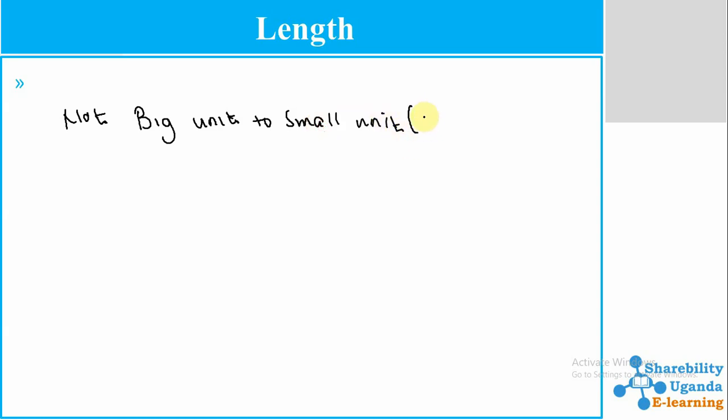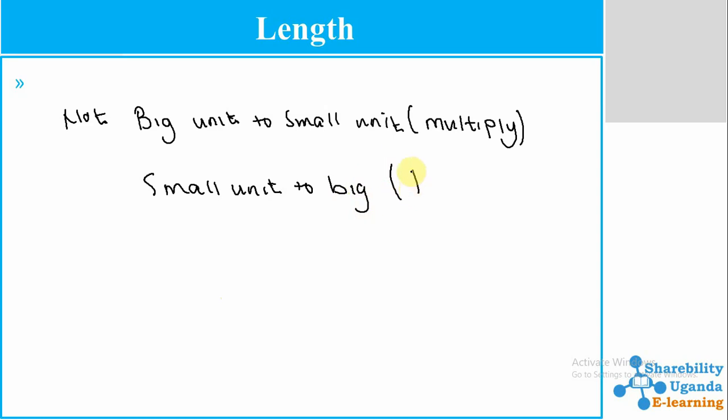here we do what? We shall multiply. Then it is vice versa: small unit to big. Okay, to big we shall do what? We shall divide. So this is a note that we also need to understand.